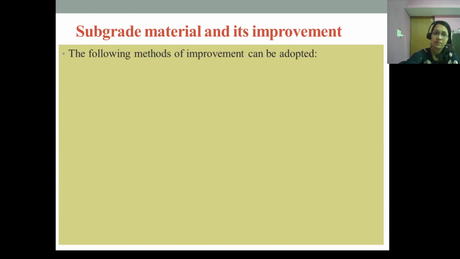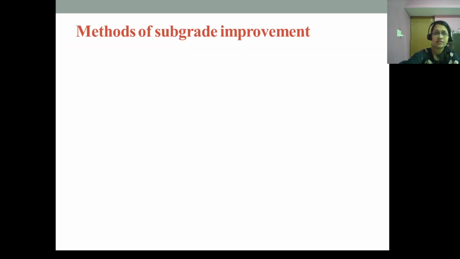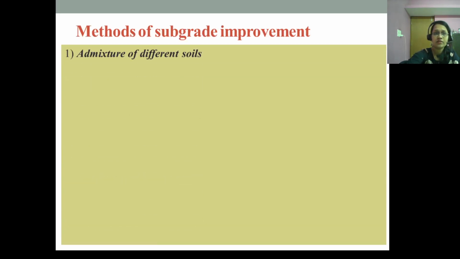So what are the different methods of improvement? The methods are admixtures of different soils, subdrainage, blanket, cement grouting, sand piling, and concrete mats. Let us understand each one in detail.